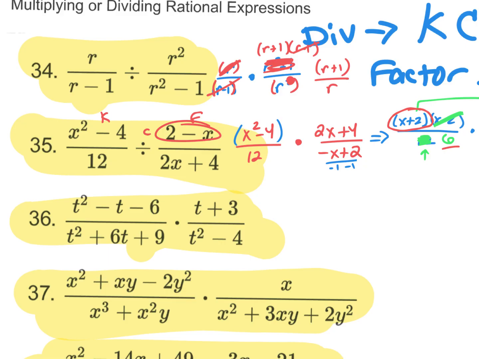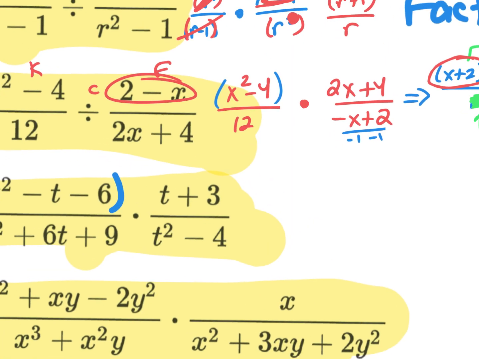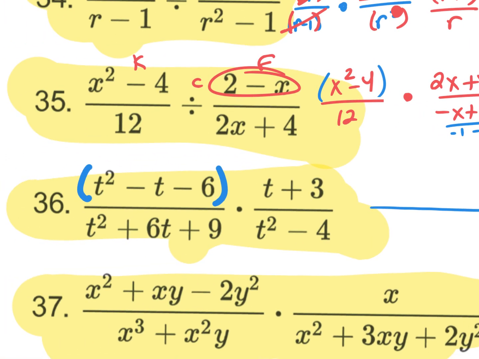All right, what kind of a problem do we have here in 36? Multiplication. So all I'm going to do is factor, factor, factor, factor. I don't like to write t's, guys, so I'm going to change everything to x's, okay? So I'm going to start here in the top left. What can I factor? X squared minus x minus 6.